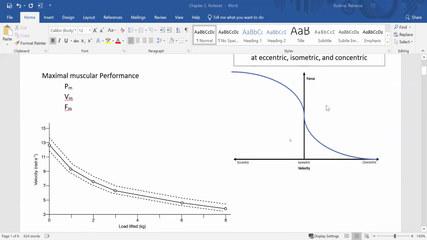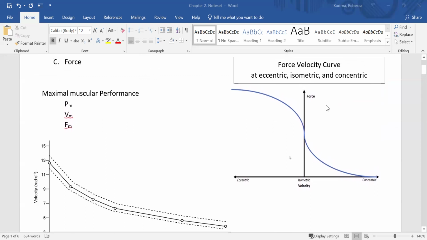Over here on the right-hand side, we see a force velocity curve that includes both concentric on the right side and eccentric motion on the left side, because velocity is on the x-axis. And in the middle is isometric, no motion. So this is moving backwards, eccentric motion, and contractions that move forwards, concentric contractions.